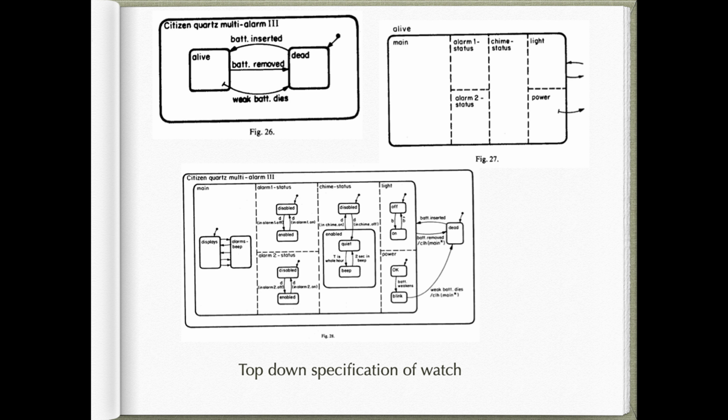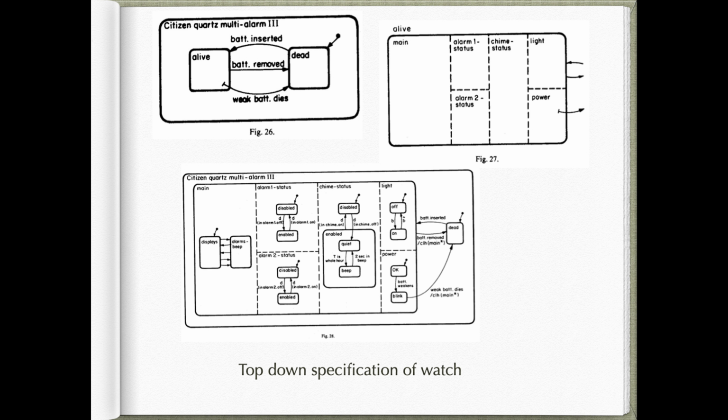Next, page 21. He's beginning to show the specification of the watch from the top down. So figure 26 is the very top. Figure 27 is mid. Figure 28 has more detail. Figure 26 shows the very top of the watch diagram. And the watch basically has two main states, dead and alive. And the default is the dead state. If we insert a battery, the watch goes from being dead to alive. If we remove the battery, it goes from alive back to dead. And if the battery dies, it goes from alive back to dead.